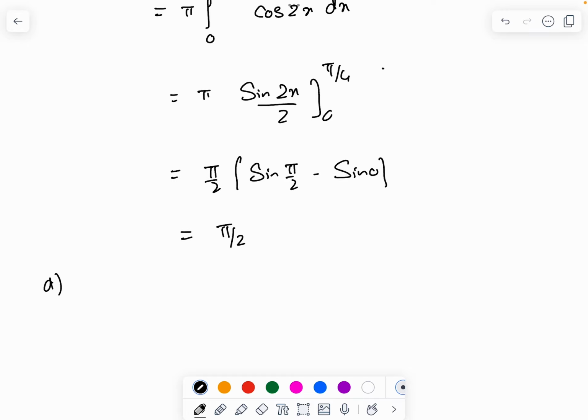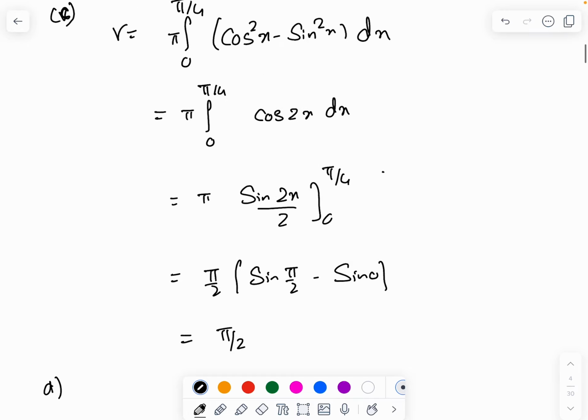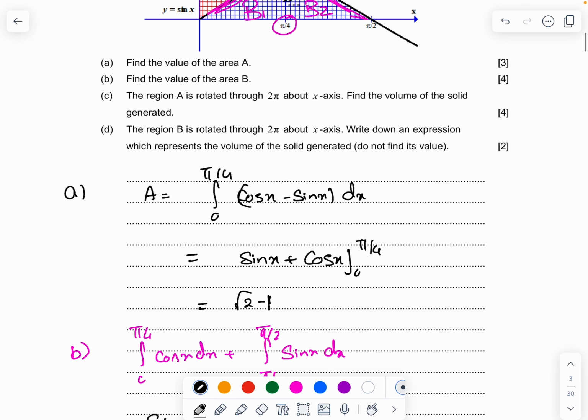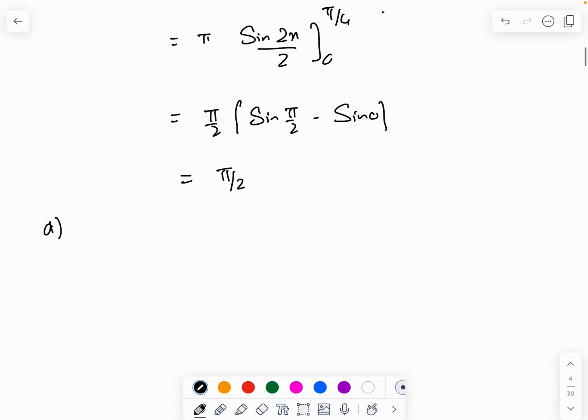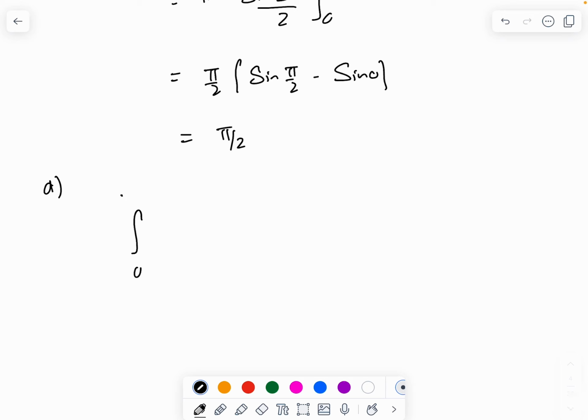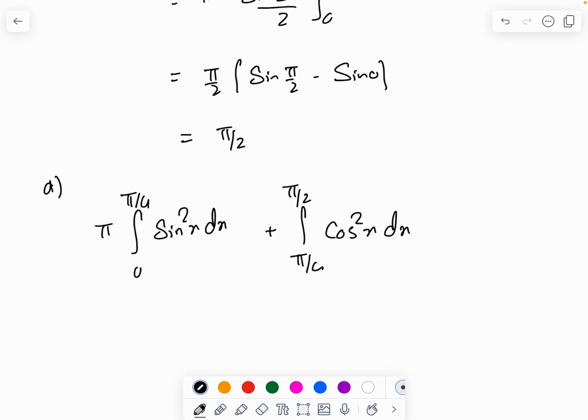Now for part D, we need to just write the expression. So no need to simplify it out. Again, there are two volumes. For the first volume it is sin x, and for the second volume it is cos x. So integral 0 to pi by 4 sin square x dx, and pi by 4 to pi by 2 cos square x dx. This is going to be the answer.